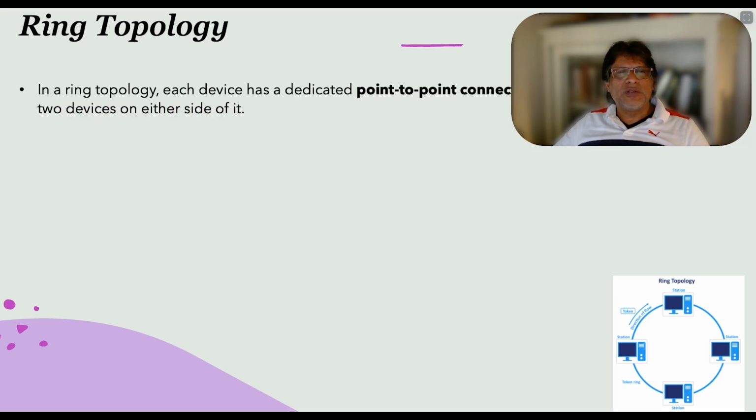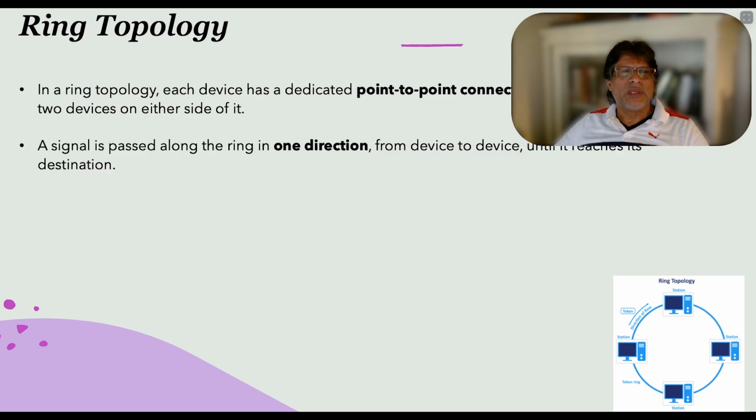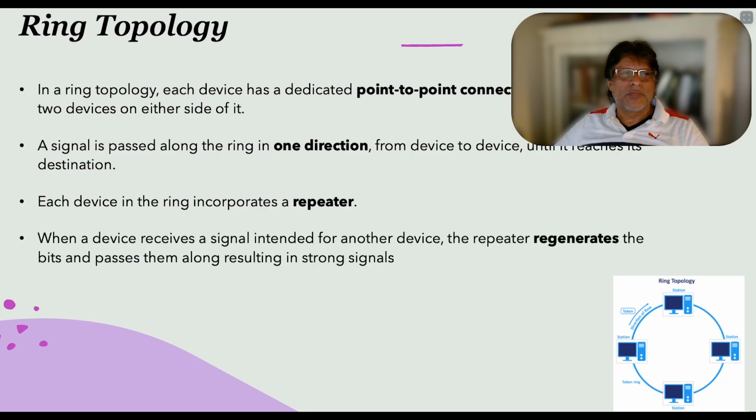So in a ring topology, each device had a dedicated point-to-point connection with only the two devices on either side of it. A signal is passed along the ring in one direction from device to device until it reaches its destination. In this case, each device in the ring incorporates a repeater. And when a device receives a signal intended for another device, the repeater regenerates the bits and passes them, resulting in strong signals.